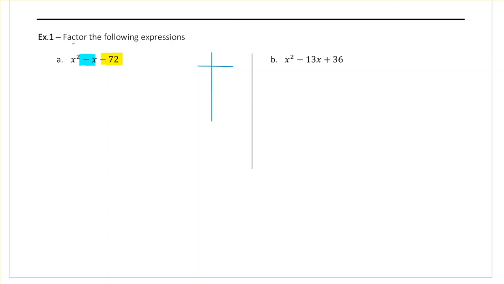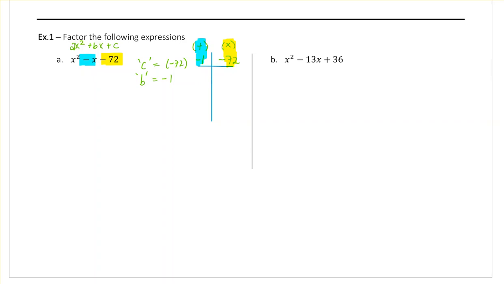Well, our quadratic is in this form. Our c value is negative 72. Our b value is negative 1. So on the right side of these t-charts, I would put that multiplication symbol and whatever your c value is, negative 72. On the left side, you're going to put your b value and an addition sign. This highlights that we're trying to look for two numbers that multiply to negative 72 but add to negative 1.